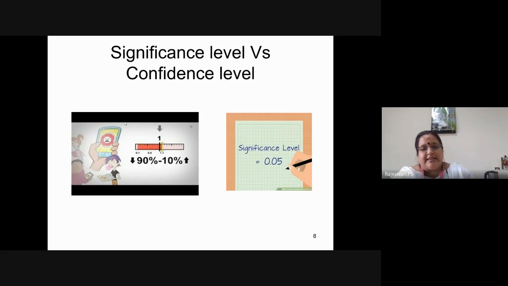Actually, significance level tells you the error level. If I'm permitting you to run an experiment 100 times, and 5 times you get an erroneous result, then that is called the significance level. Your error value should be below 0.05. So below 5%, you are permitted to get an erroneous result. That is the meaning of significance level.